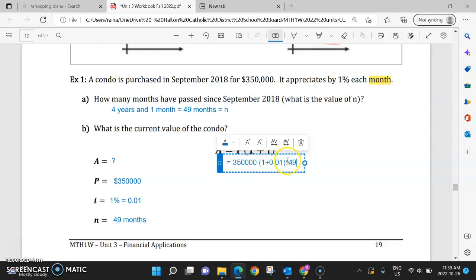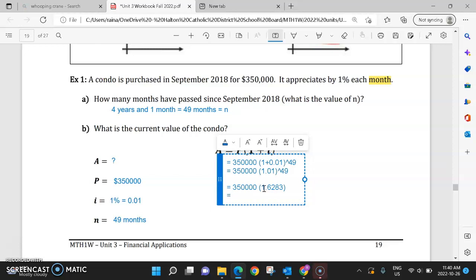This little hat here, that's essentially the exponent. I just can't write an exponent on my computer for some reason, so just bear with me with that little chapeau, okay? So that's equal to 350,000 times 1.01 to the power of 49. Don't forget to use BEDMAS here. And that's equal to 350,000 times 1.6283. Keep as many decimal places as possible to get the most accurate answer, okay?